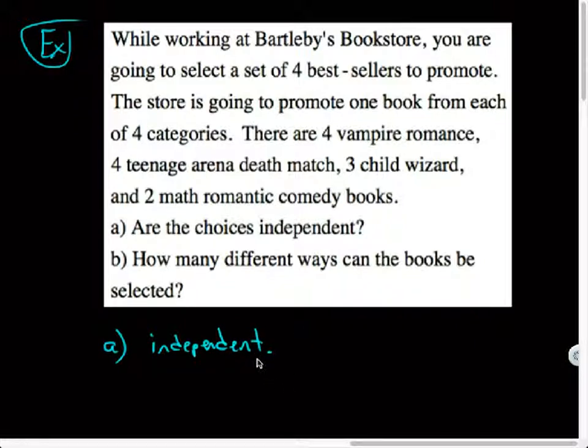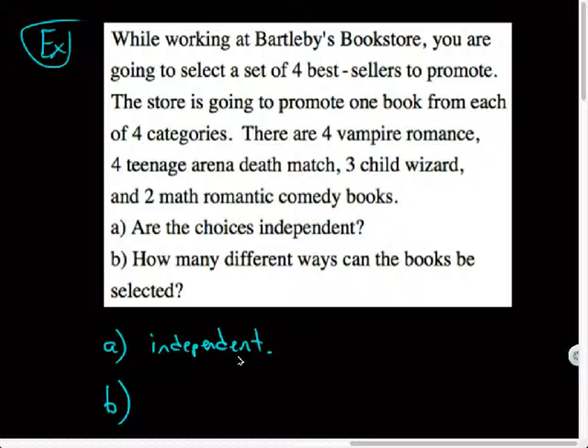He really means Twilight, Hunger Games, Harry Potter, and something he made up because that's not real. What are you talking about? Math romantic comedy? That's the best genre of book ever. What are you talking about? Let's get Emily Jar in here.